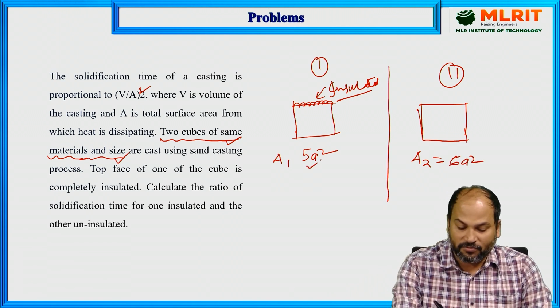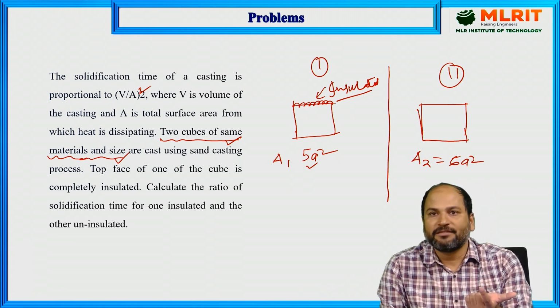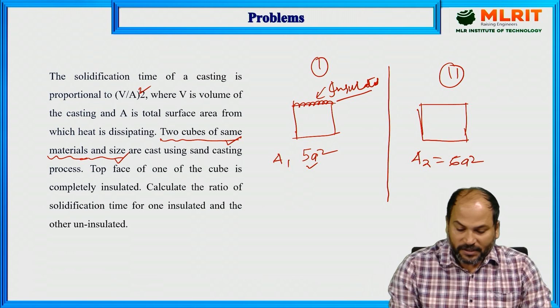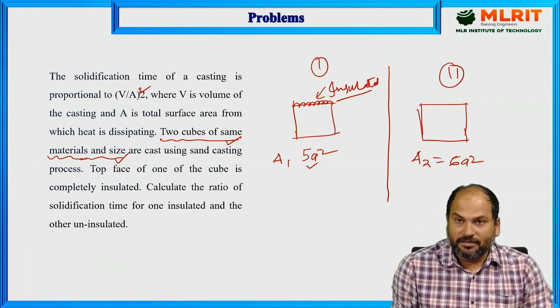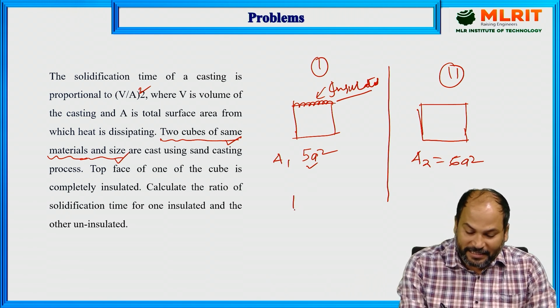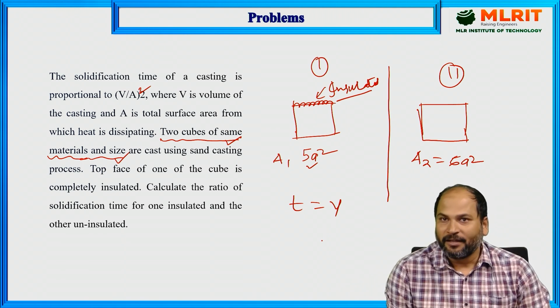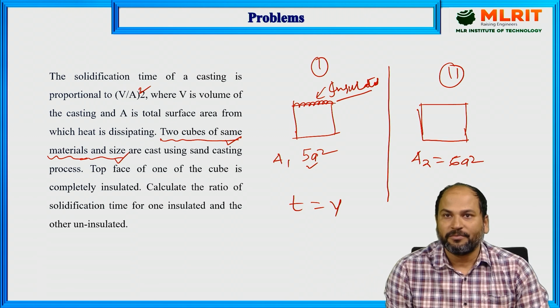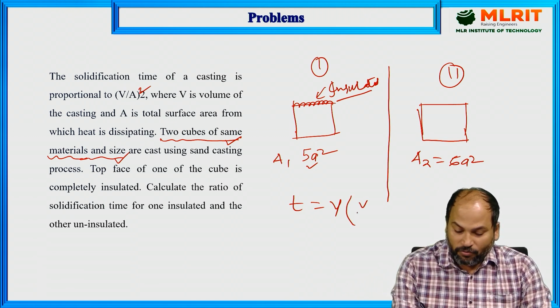Here it is 5a square because only 5 parts are open through which heat will be dissipated, and 1 part is insulated. In the last class, if you remember, we discussed the solidification time calculation formula, and that was T is equal to a constant, which we generally take as gamma, and this constant, as I said in the last class, depends upon the material which we are going to cast. So this is gamma, and this is volume upon surface area square.